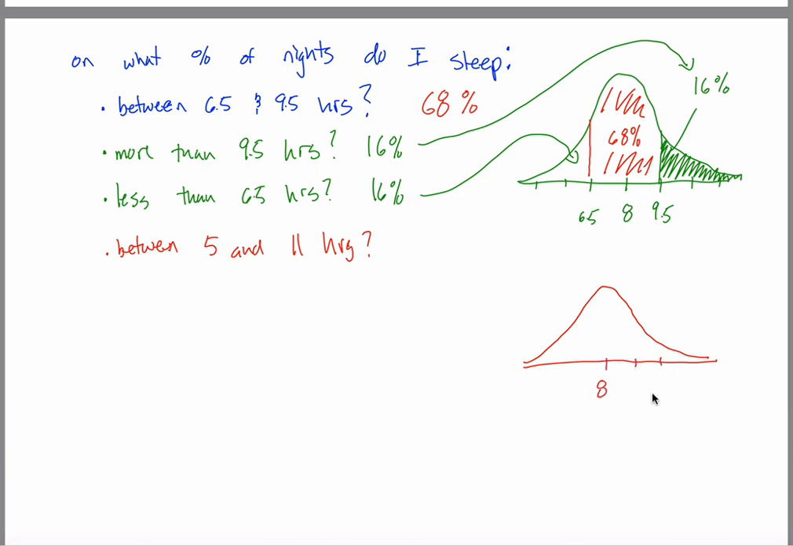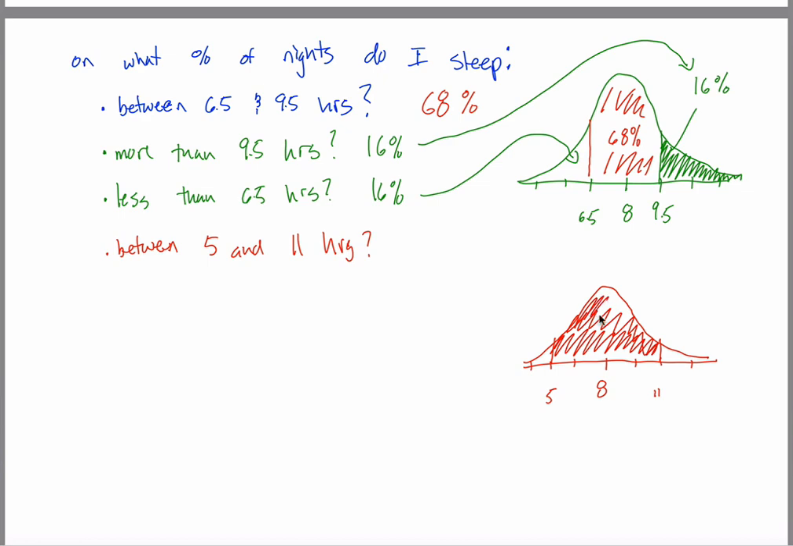There's 9.5, so I guess that would be 11. And then there's 12.5 out there. And there's 6.5, so I guess that would be 5. And there's 3.5 out there. And what I'm trying to figure out is the area from here to here.